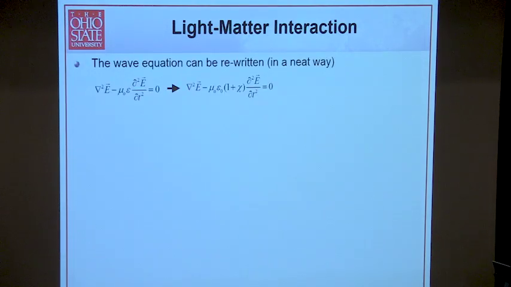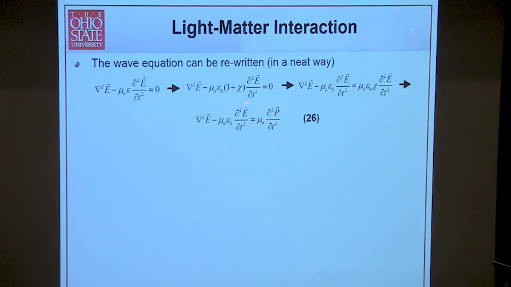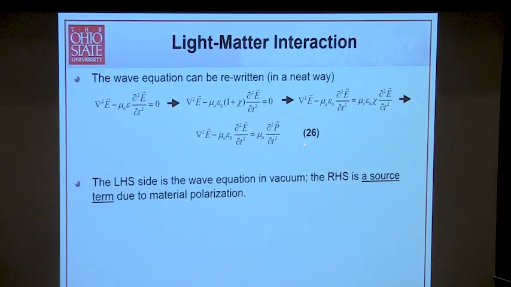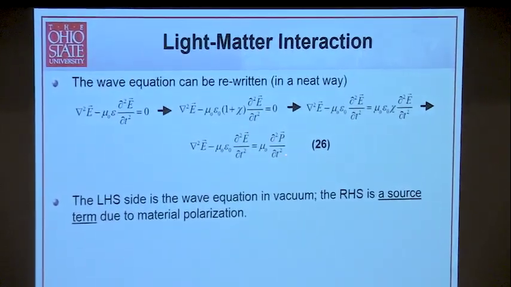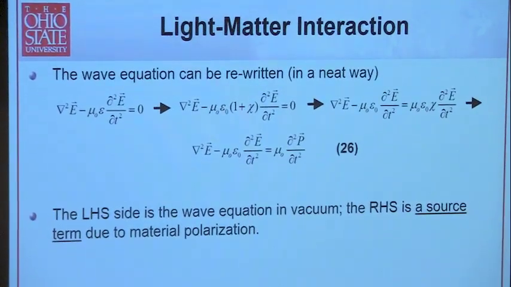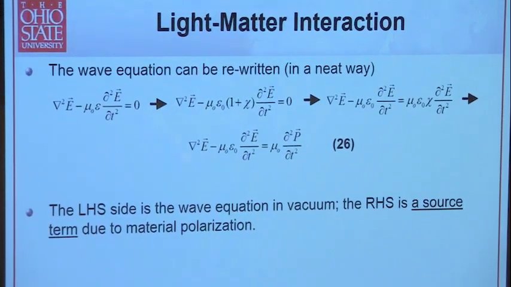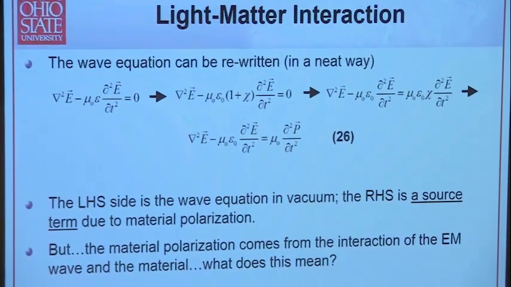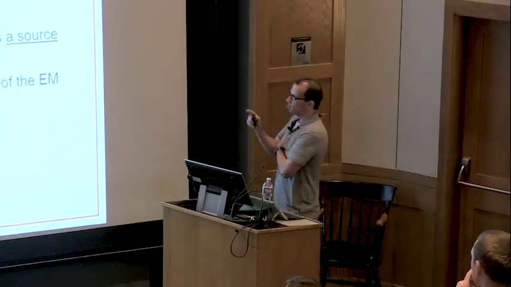Now, we can actually write our wave equation in kind of a neat way. We do all of this, you bear with the progression of the way we write the equation, and we end up with this final expression here where the left-hand side looks very familiar. It's the wave equation in a vacuum, and the right-hand side is a source term. And this is due to the material polarization. This is actually due to the influence of the electric field. Okay, so we have our vacuum, and then we now have a source term due to material polarization. Okay, but the material polarization comes from the interaction of the EM wave and the material.